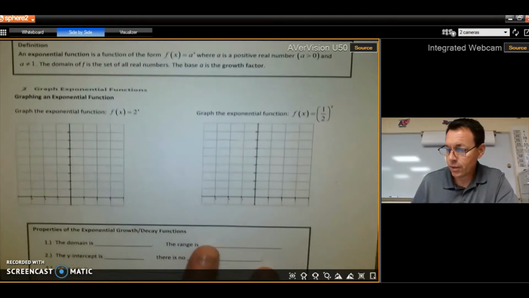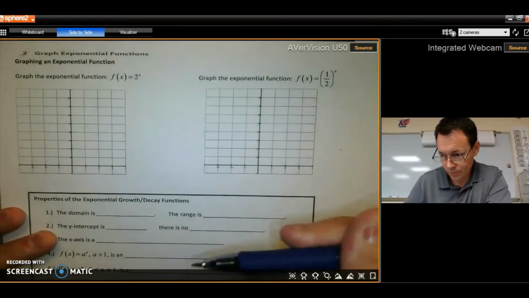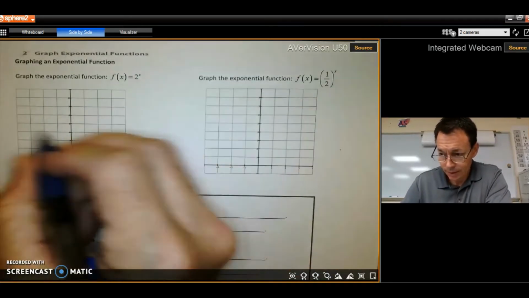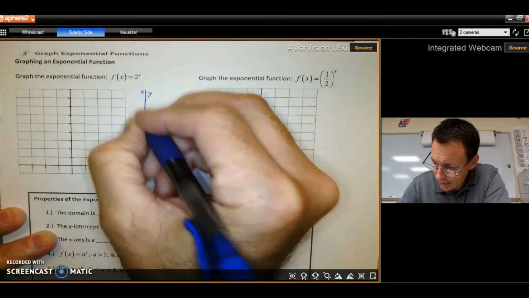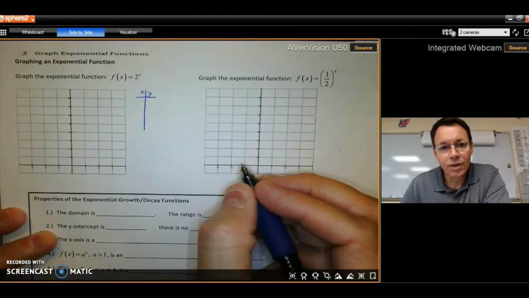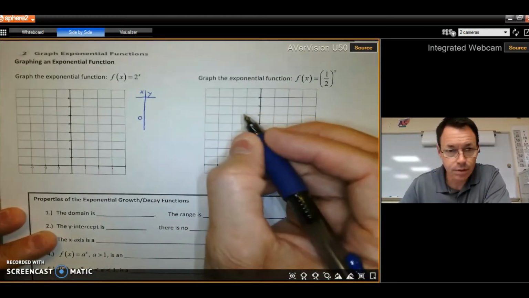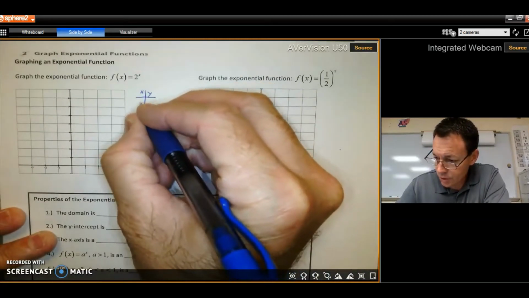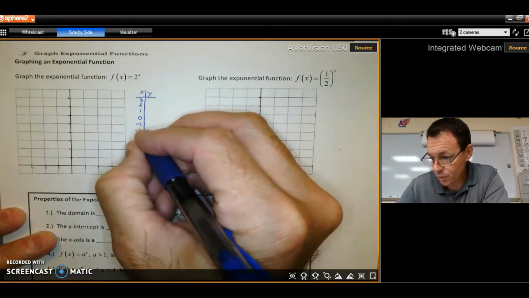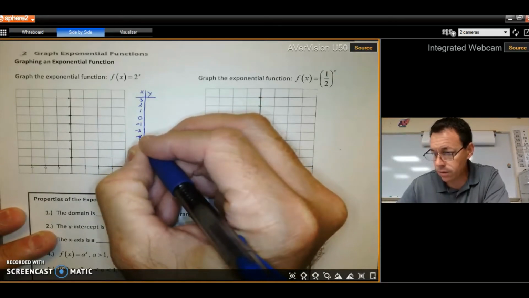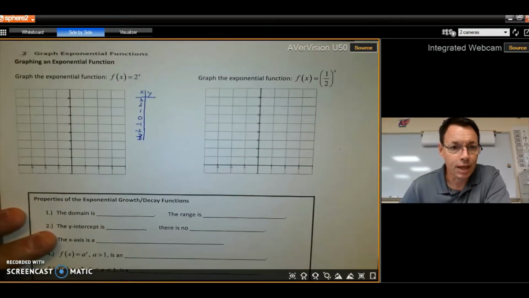Okay? So the first thing we want to do is take a look at a couple exponential functions. First one is just 2 to the x power. We're going to graph it using a t-chart just so we can get an idea of what this thing looks like. Whenever I do a t-chart, I like to plug in a 0, a 1, a 2, a 3, some positive numbers, maybe some negative numbers so we get an idea of how negative numbers apply to this function.